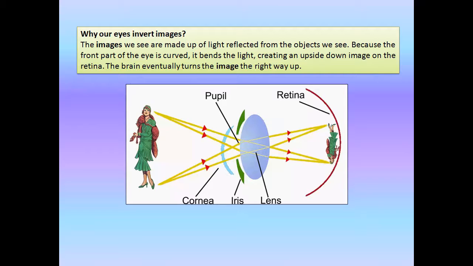Because the front part of your eye is curved, it bends the light, creating an upside down image on the retina, and the brain eventually turns the image right side up.